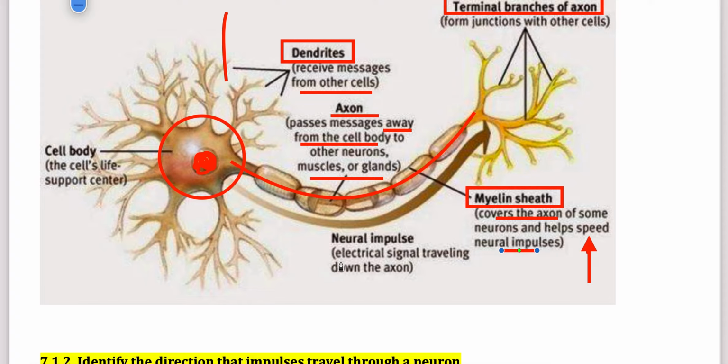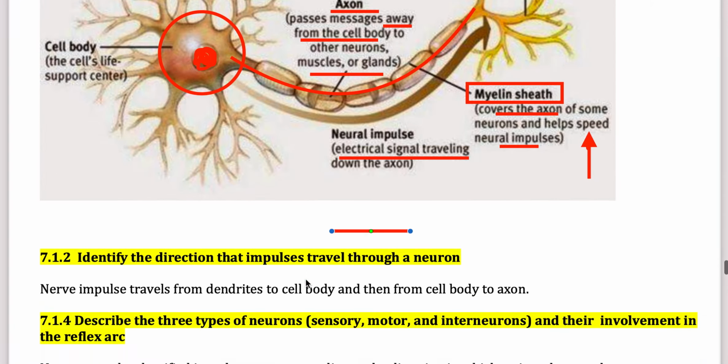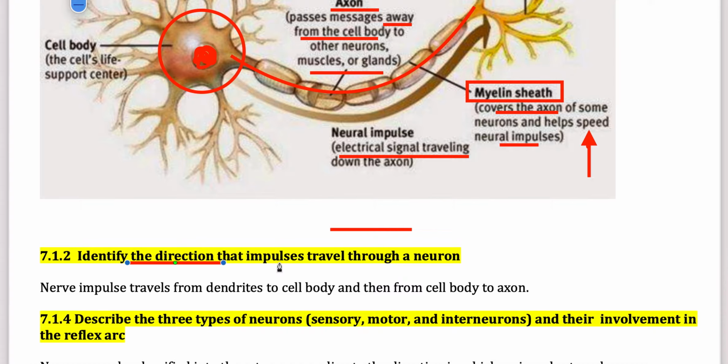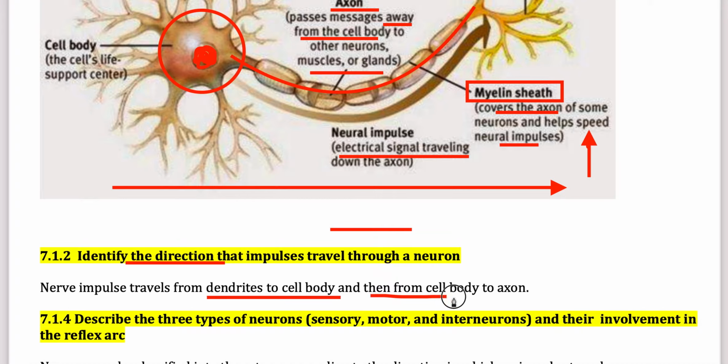And what is a nerve impulse? It is an electrical signal which is traveling down the axon. Normally this question is very important, to identify the direction of the nerve impulse. So always remember the direction of nerve impulse is like this: from dendrites to cell body, and from cell body to axon, and from axon to other neurons, and so on. So the nerve impulse travels from dendrite to cell body, and then from cell body to axon, which carries it away from the cell body.